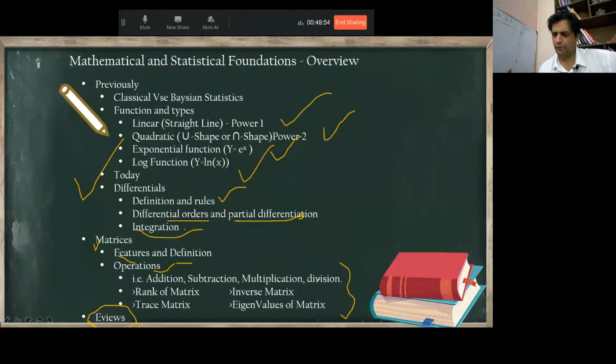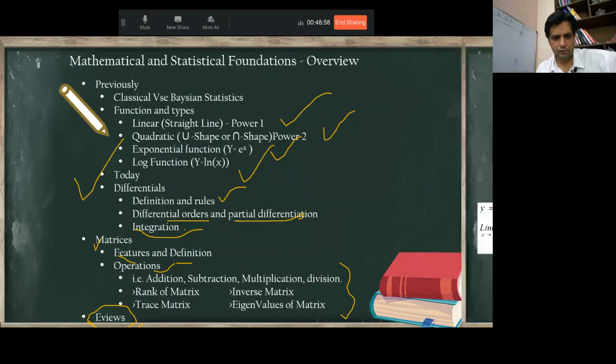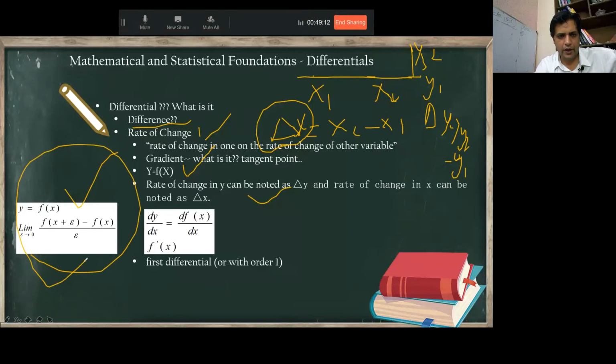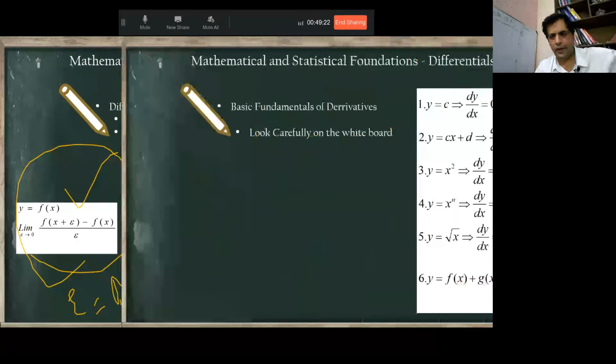So this we know. You know about this function, right? Y equals function. So the rate of change in y can be noted as I told you. So we already have done this. So remember this one. This is really important. So here epsilon means change of x. Okay, remember that. So first differential of order 1, this is the first differential. You already knew that. I have done this.